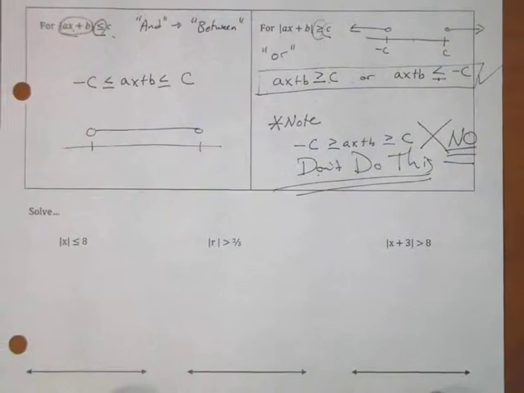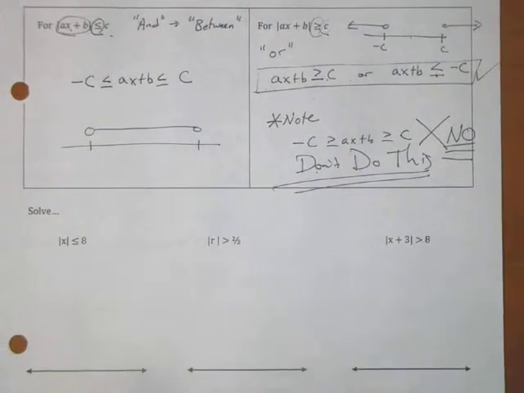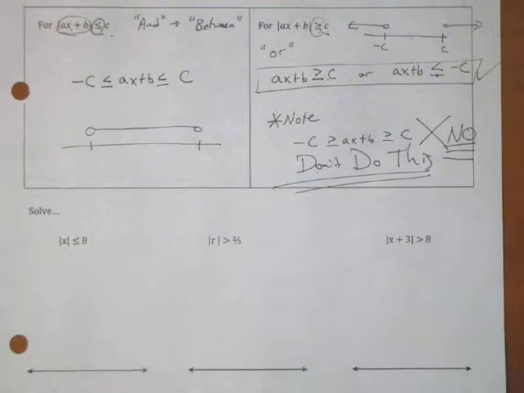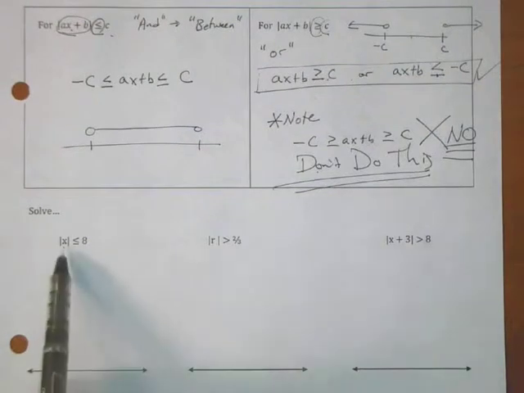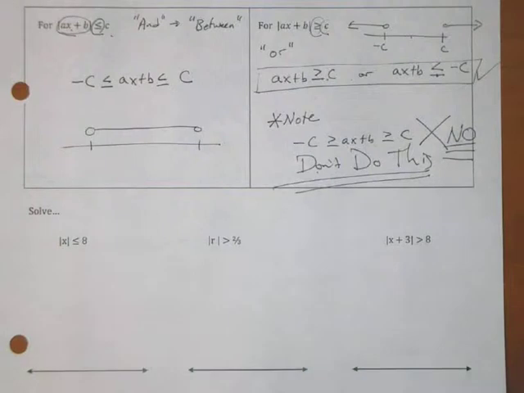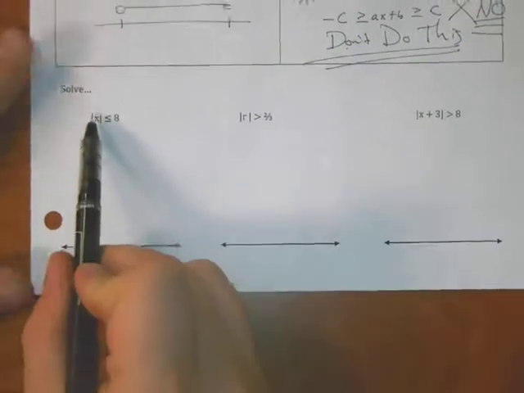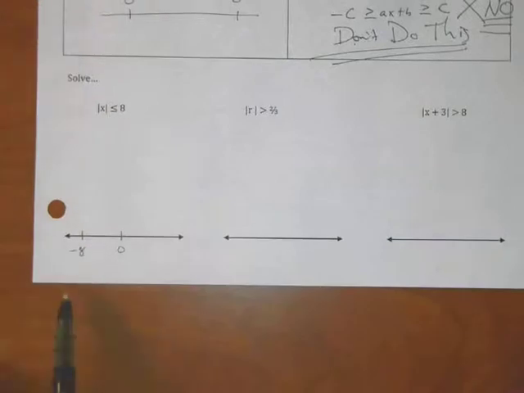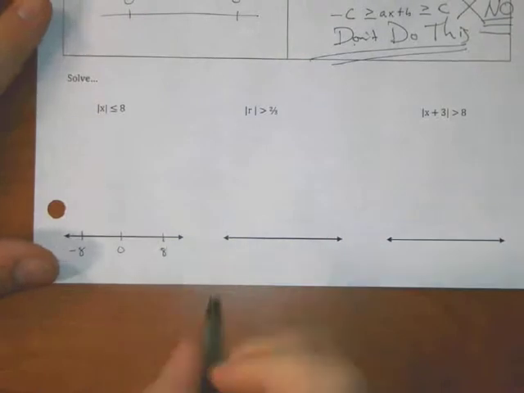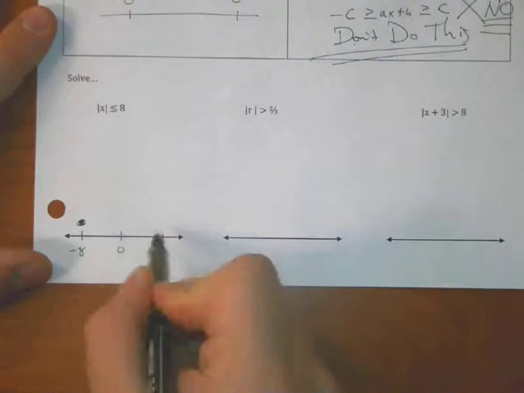So let's see if we can apply it. I want to ask you to solve absolute value of x is less than or equal to 8. What x's have a distance from 0 that's less than or equal to 8? Angel? Okay. Negative 8. Are there any other values, what's the other bounding value? Well, negative 8, sure. Well, is there any other one? 8. Okay. So we could have those. It's an or equal to.